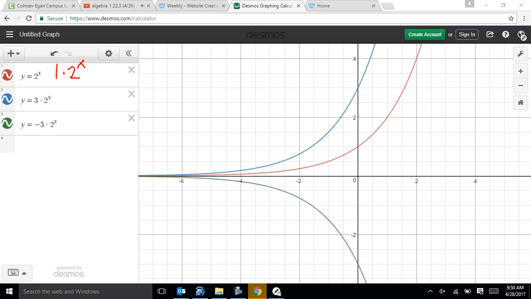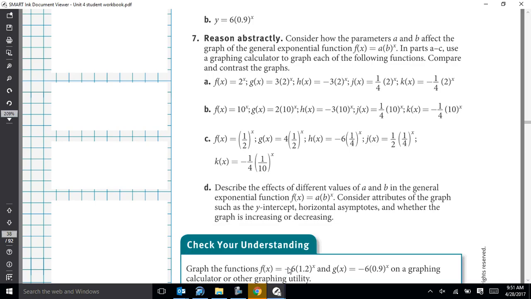What's the y-intercept of the green line? Negative 3. How does that relate to the equation? That's that number right in front, correct? So the y-intercept is that number that's in front. It's the a value of the equation. Does that make sense?